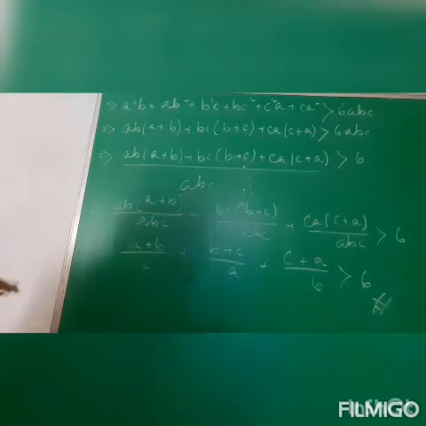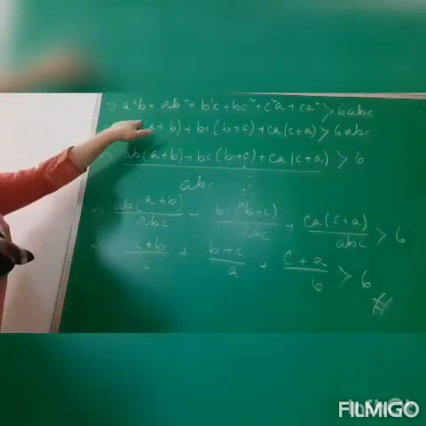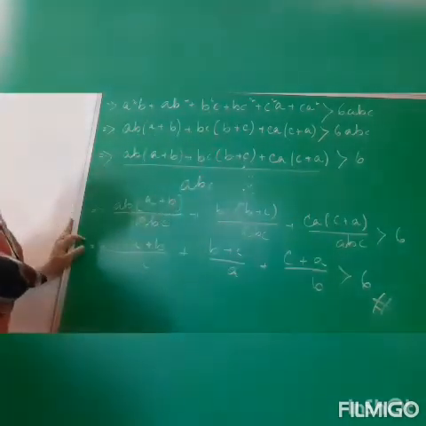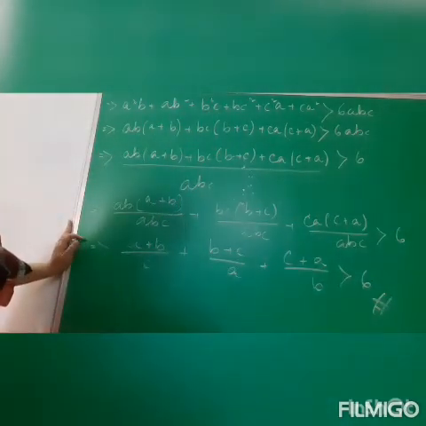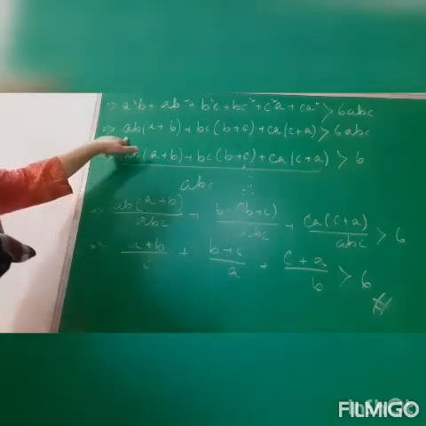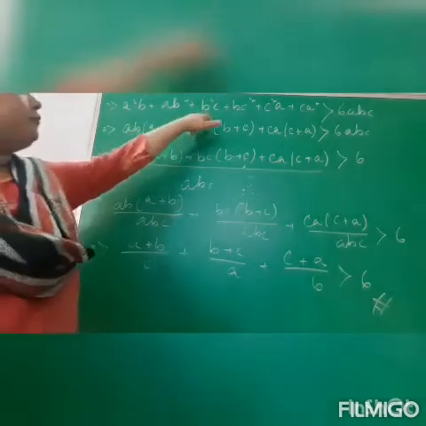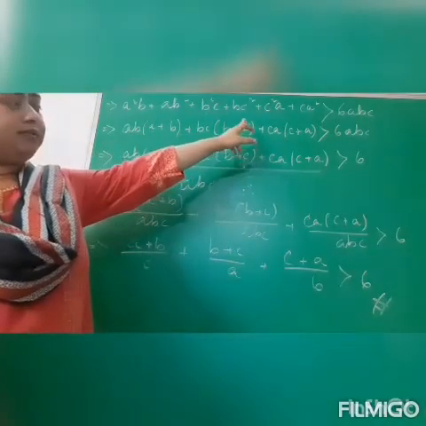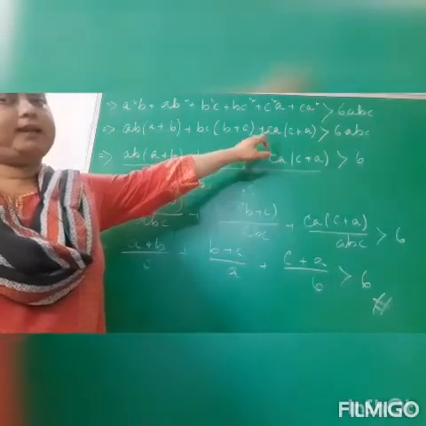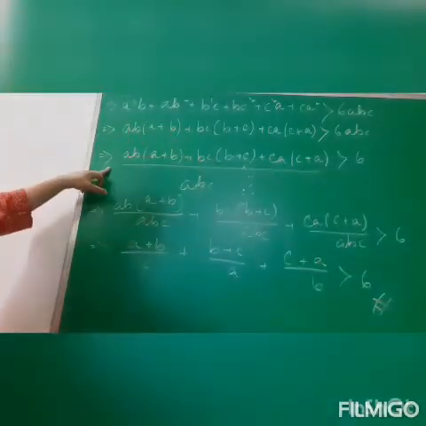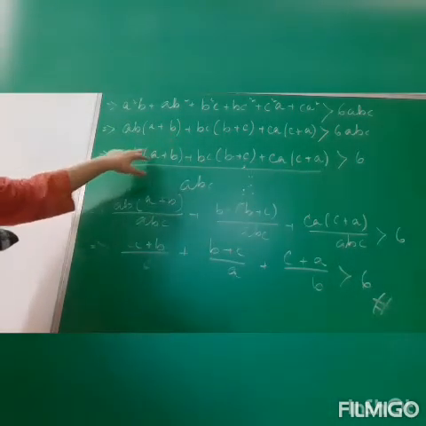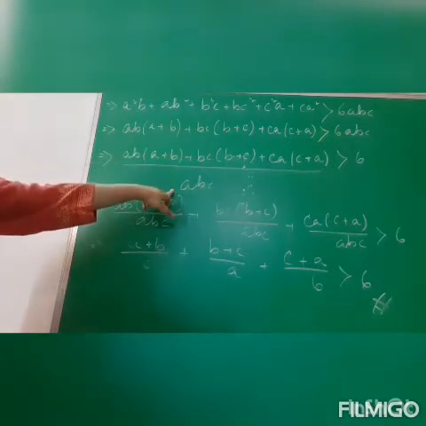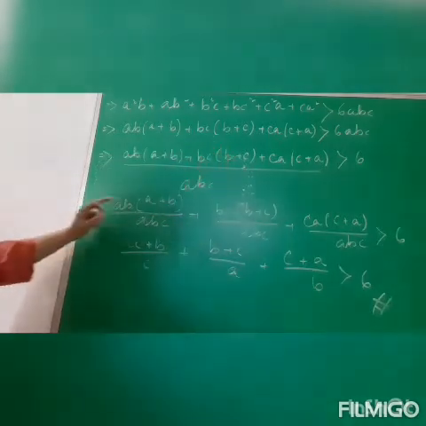Now rearrange the terms: a square b plus ab square plus b square c plus bc square plus c square a plus ca square is greater than 6abc. From these two terms, if I take ab common, I get a plus b. From these two terms, bc common, I get b plus c. From the rest of the two terms, I take ca common, I get c plus a, which is greater than 6abc. Now keep this term as it is and bring that abc here as a denominator. We get that as greater than 6.